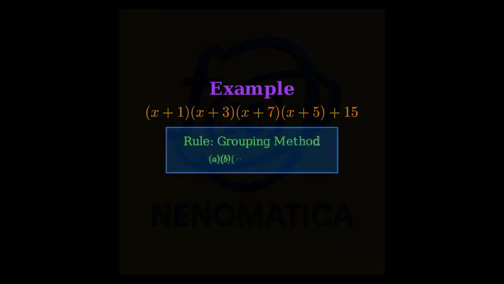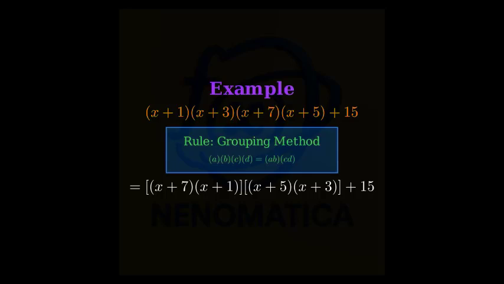Let's look at our example problem. We need to factor the expression (x plus 1)(x plus 3)(x plus 7)(x plus 5) plus 15. Let's solve this step by step. Our first strategy is to group the factors to make our work more manageable. We'll start by grouping the first two factors and the last two factors.